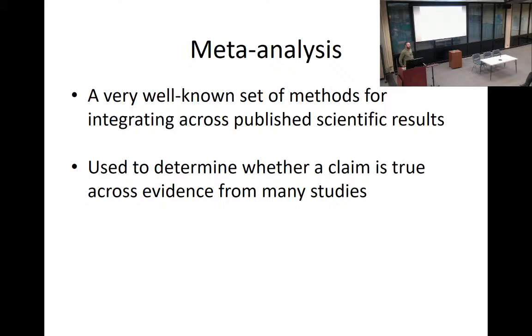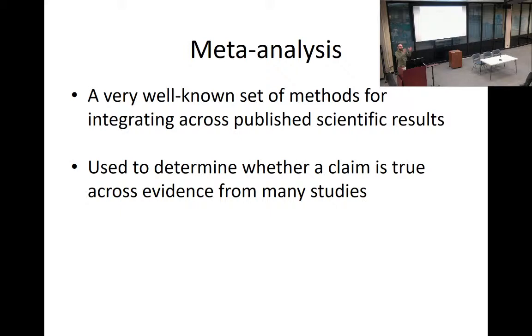Now, one possible way to do better than this is meta-analysis. Who here's heard of meta-analysis? Okay, quite a few hands. It's a well-known set of methods for integrating across published scientific results. And you use it to determine whether a claim is true across evidence from many different studies. So maybe 6 studies say yes, and 4 studies say no, and 7, it's kind of in the middle somewhere. And you can integrate across all of them and come up with an answer of how many say yes and how broad the effect is overall.